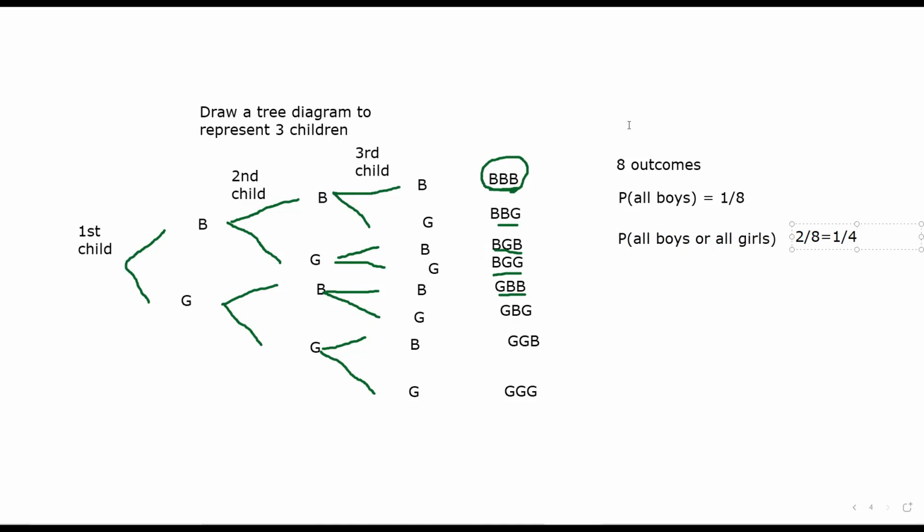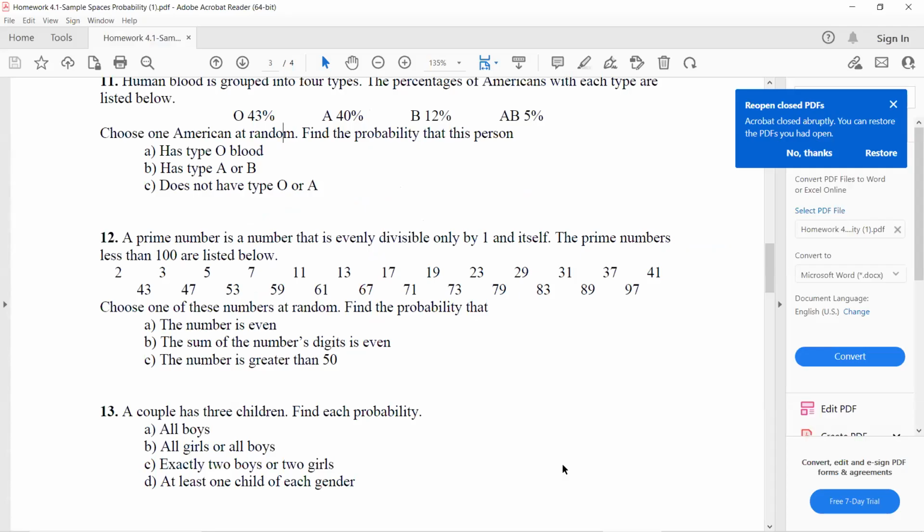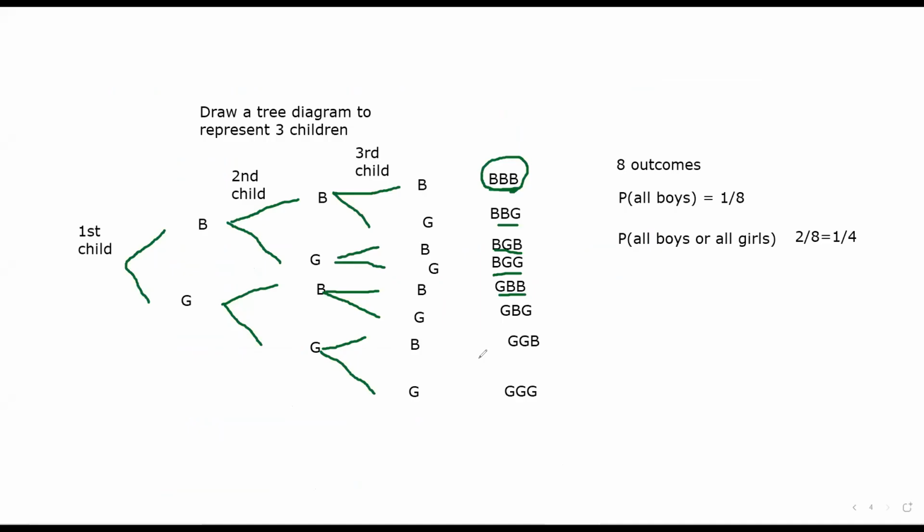Good deal. Now, the next thing might throw you off a bit. Let's see what the next one says. The next part says the probability of exactly 2 boys or 2 girls. So let's look back at our chart. Now, we don't want 3 boys or 3 girls. We want 2 boys or 2 girls.